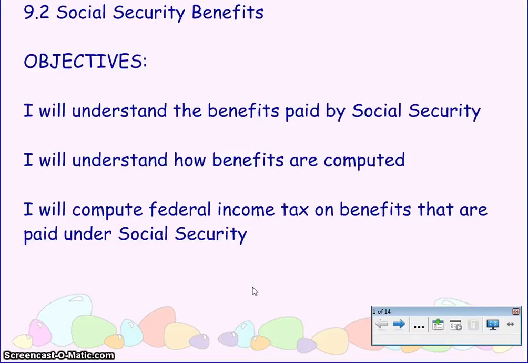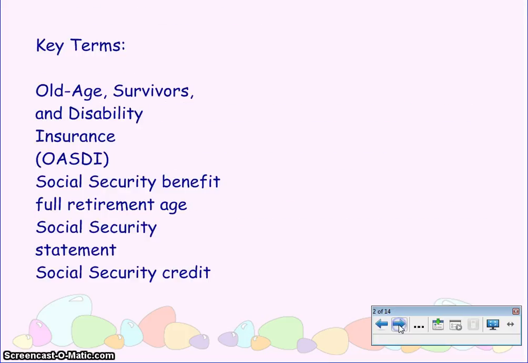Let's go ahead and get started with the second chapter in Unit 9 on Social Security benefits. Our objectives are as follows. I will understand the benefits paid by Social Security. I will understand how benefits are computed. And I will compute federal income tax on benefits that are paid under Social Security.